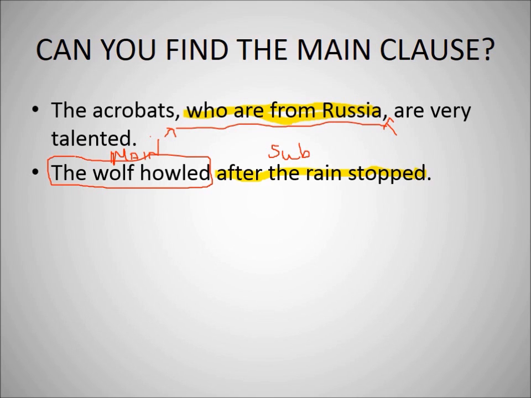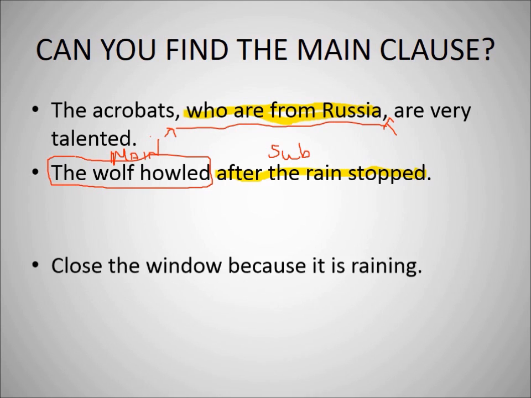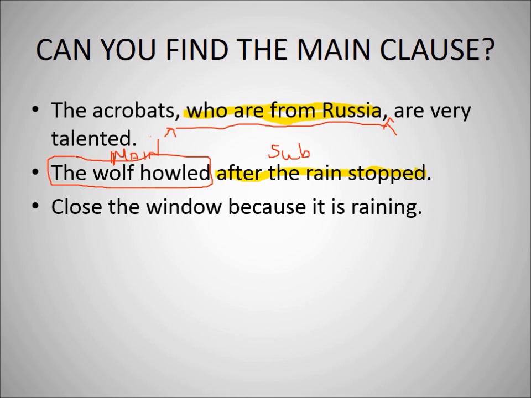Here's your main clause. It can stand by itself. The subject is the wolf. What did the wolf do? It howled. Okay? Now, here's your last sentence. "Close the window because it is raining." I want you to write this sentence down and be prepared to tell me the answer to this one in class. So take a moment, pause this recording, write down that last sentence, and I want you to underline the subordinate conjunction, and I want you to circle the main clause.